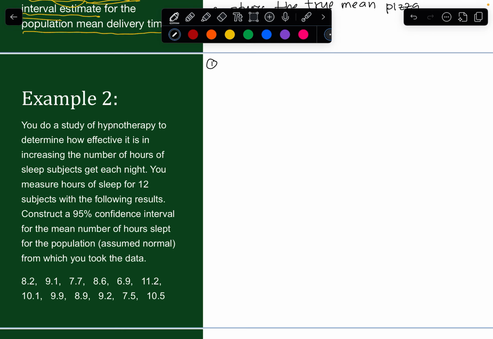You measure hours of sleep, so we know our variable x is hours of sleep. We measure hours of sleep for 12 subjects, n equals 12, with the following results, and we don't have anything else. We have raw data. It says construct a 95% confidence interval for the mean number of hours slept for the population from which you took the data. So in this case, I'm asked for a 95% confidence interval for mu.